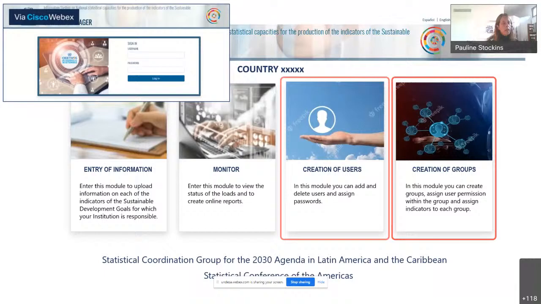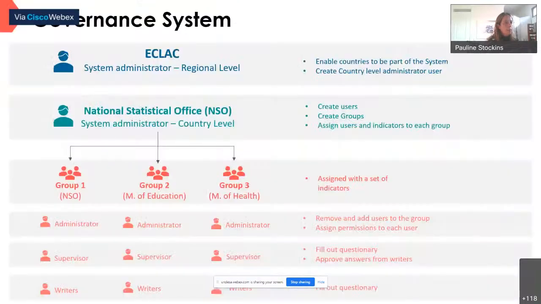These 2 models are included because we designed a governance system that we believe will give more ownership to the country to fill out the questionnaires. On the other hand, the monitoring model is still in development.